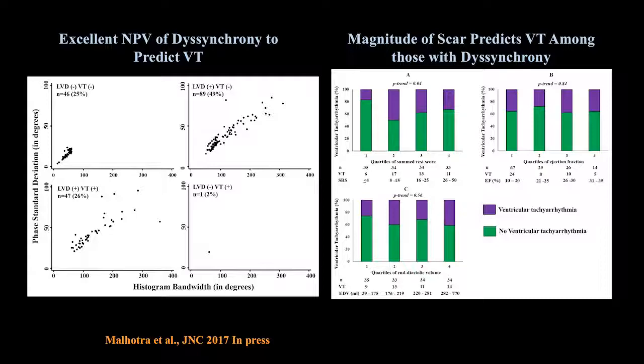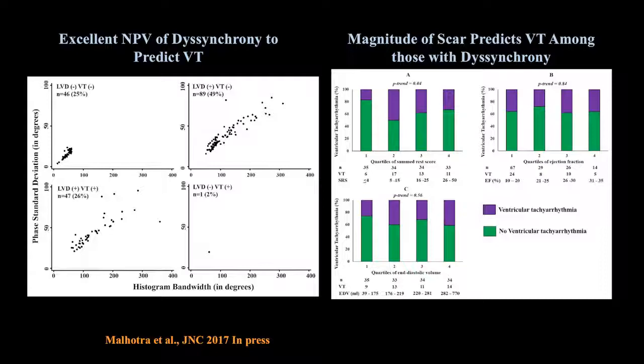These are the patients who had dyssynchrony. Can we identify the group of patients who had the lowest risk of having arrhythmias? Patients who have a low ejection fraction but no dyssynchrony are at the lowest risk. Can we identify patients at the other spectrum, who are at the highest risk? Among patients who had dyssynchrony, we found that a scar burden of more than 6%, or a summed difference score of 5 or more, identified 92% of the patients who would have ventricular arrhythmias.